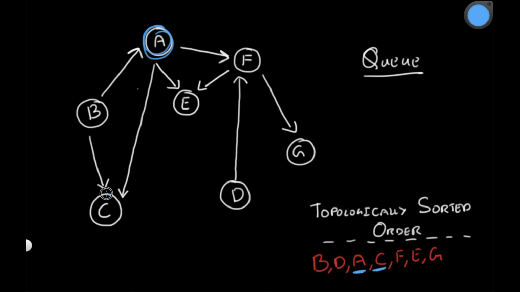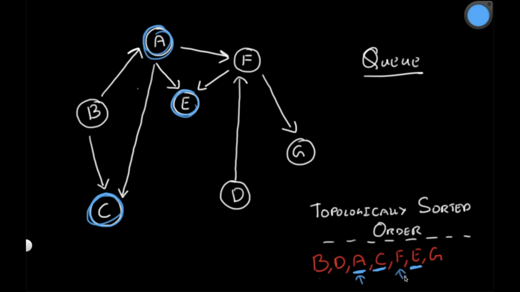Similarly, let's look at C. What's pointing to C? B is pointing to C, and so is A. So B and A have to be before C, and they are. B is over here, A is over here, and they're both before C. Now let's go to E. For E we have A and F pointing to it. So in this case, A and F have to appear before E. We have A over here and then F over here.